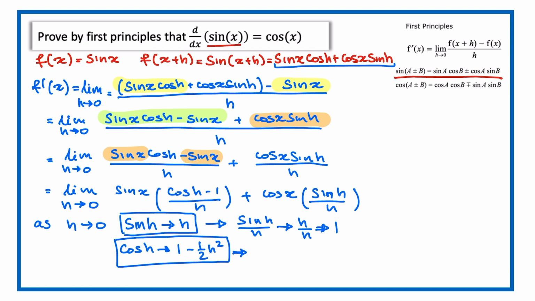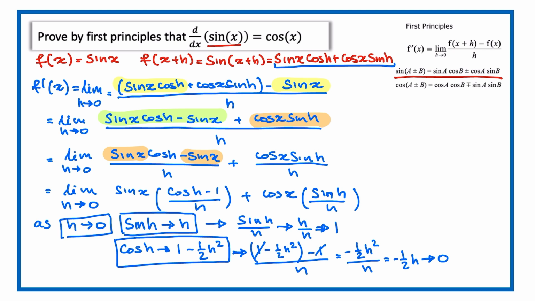So therefore, what does that mean? Simply this means for cos h, that will become 1 minus a half h squared minus 1 all over h. 1 and 1 cancel out, simply leaving minus a half h squared over h, which gives us minus a half h. And therefore this turns into 0, because as we said, h is going towards 0.